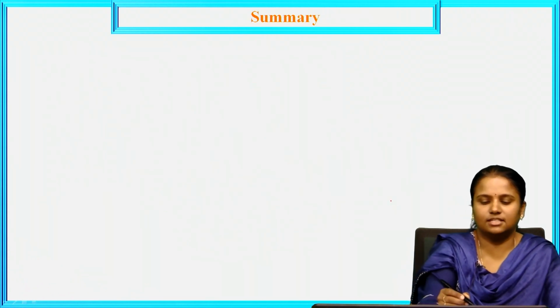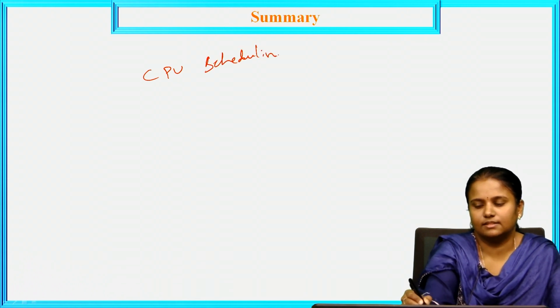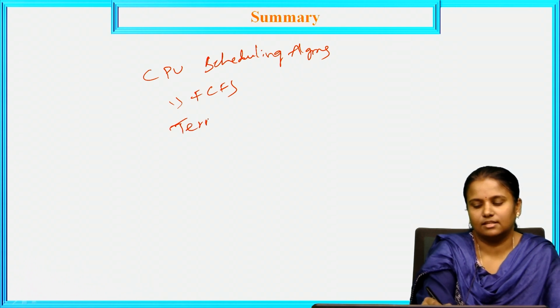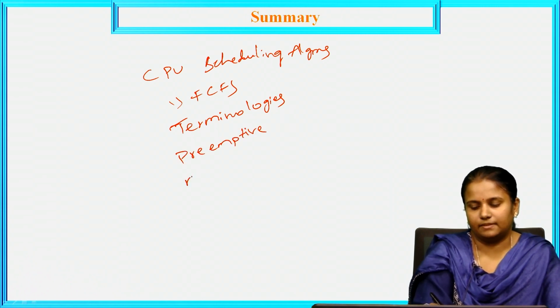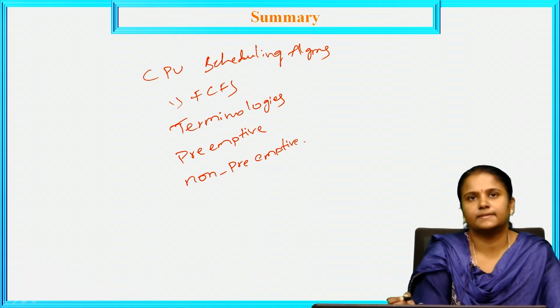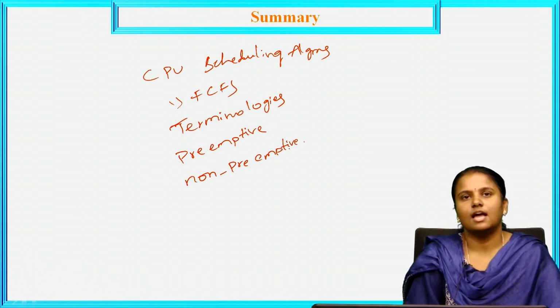So what have we discussed in CPU scheduling algorithms? The different types, FCFS and terminologies, and preemptive and non-preemptive methods. In this session we have discussed CPU scheduling algorithms and a problem on first come first serve, the terminologies, and preemptive and non-preemptive scheduling algorithms. So thank you.